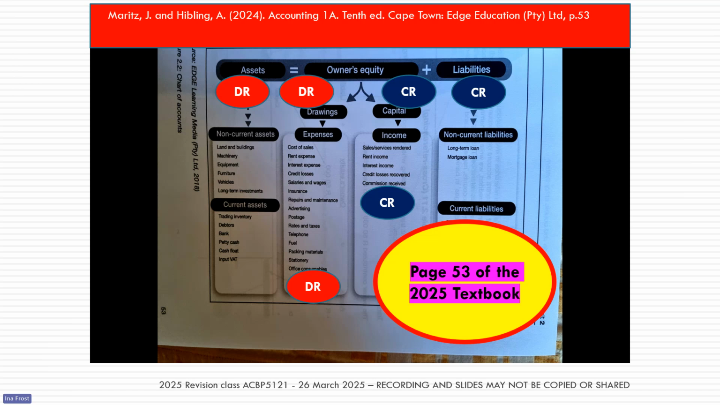I even let my students add the debits and the credits to page 53, because this then will make page 53 a summary in one page. So you can see here, I let them add that the assets are debit, drawings is debit, expenses are debit, because that's the DEAD part, and then the CLIC part is the capital, the income, and the liabilities. So I would suggest you do the same with your page 53, and then you've got one complete summary there on one page.